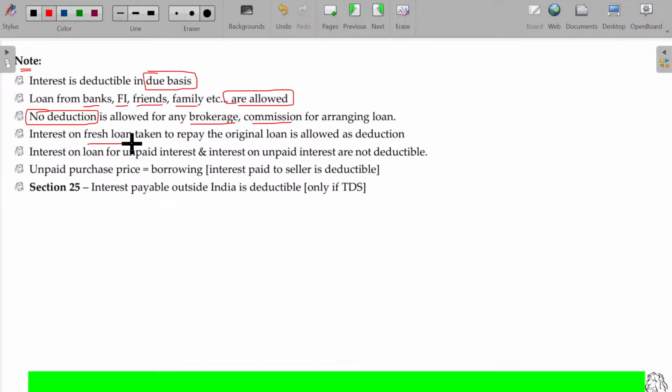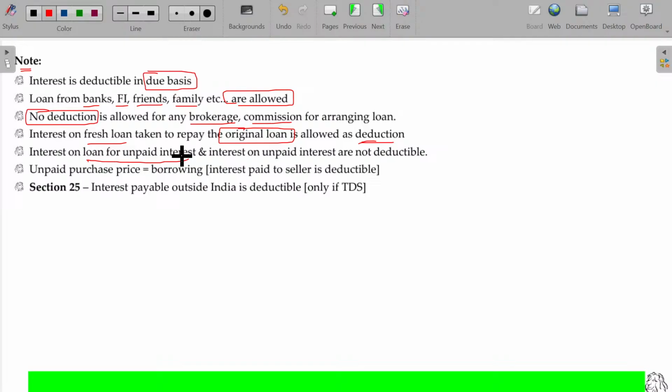Fresh loan taken to repay the original home loan is deductible. That we have seen in this illustration. The original loan was closed by taking the fresh loan. Initially they may get the loan from some private sector banks where the rate of interest is higher. Then later they move on to the nationalised bank. So they borrow the loan from the nationalised bank to close the private bank's loan. In that case, any interest payable to the nationalised bank will also be eligible for the deduction.